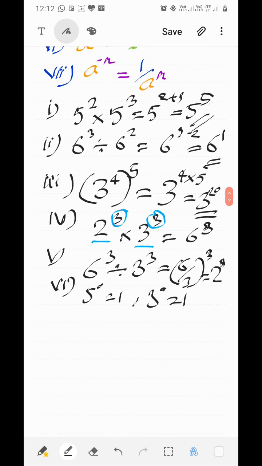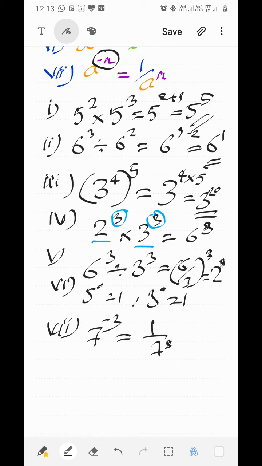Next is very important. Seventh one. That is, a raised to minus n. That is, here exponent is negative. In all last examples, laws of exponents, the exponents were positive or 0. But here, if exponent is negative, then that comes as denominator, a raised to n. A raised to minus n is equal to 1 by a raised to n. So for an example, 7 raised to minus 3 is what? 1 by 7 raised to 3. 1 by 7 cube.